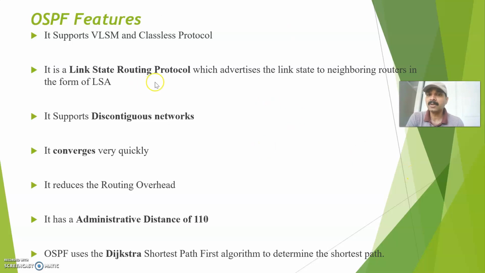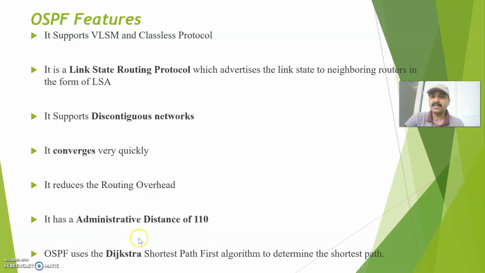It is a link state routing protocol, and it advertises the state of its links, whether the link is up or down, and all the information. It will advertise to the neighboring routers in the form of link state advertisements, and it supports discontiguous networks. So in a single network, I can have multiple different networks, and also I can use subnet masks of varying length. That's the reason we call it discontiguous networks. It converges very quickly. Why? Instead of sending the entire routing table, only the updated changed information is sent to the neighboring routers. It also reduces the routing overhead, and it has an administrative distance of 110.